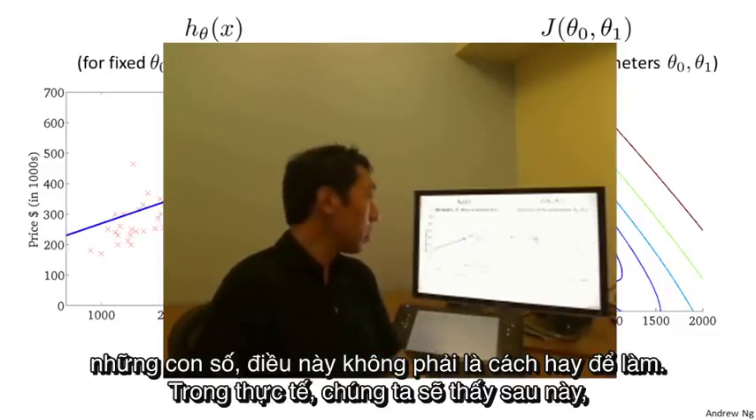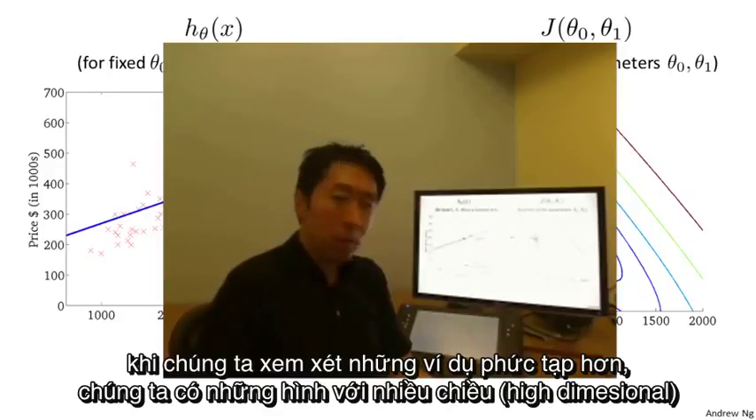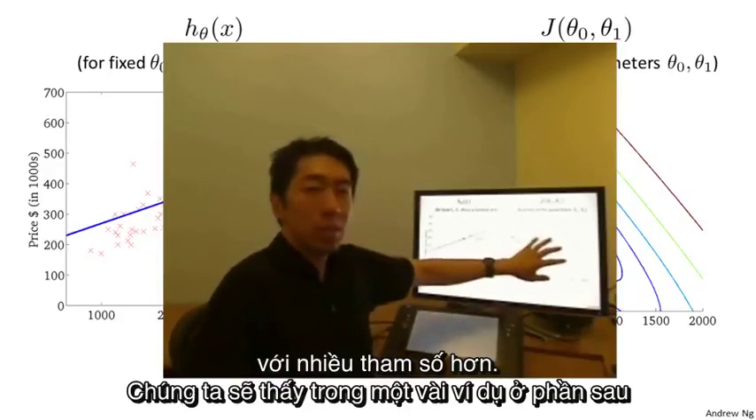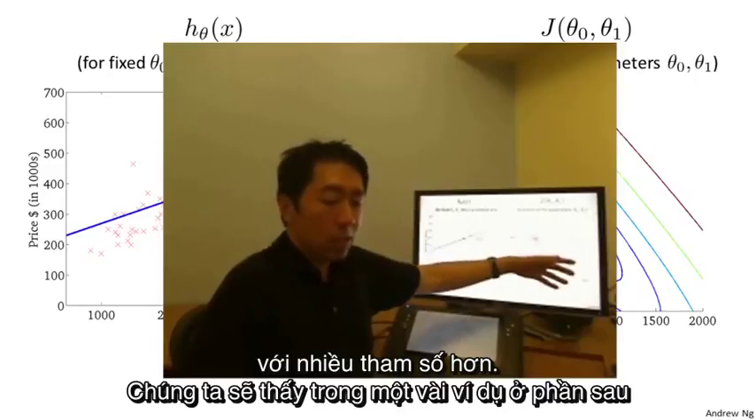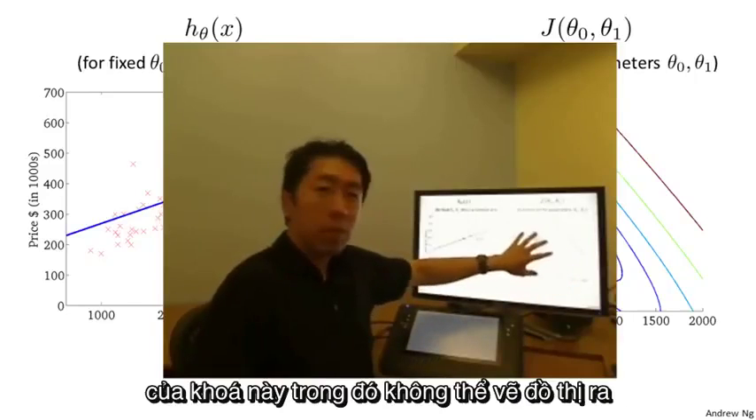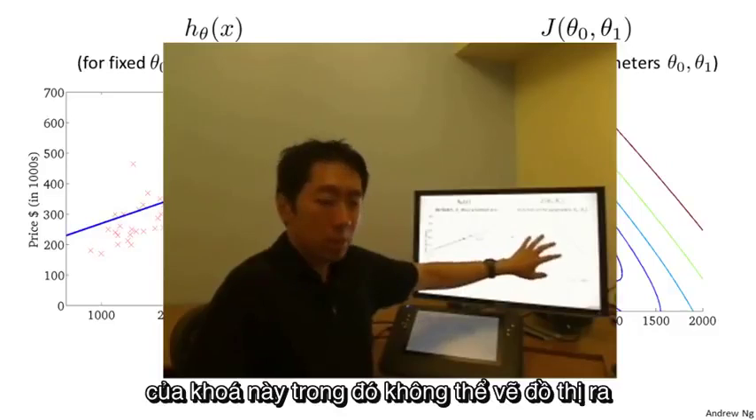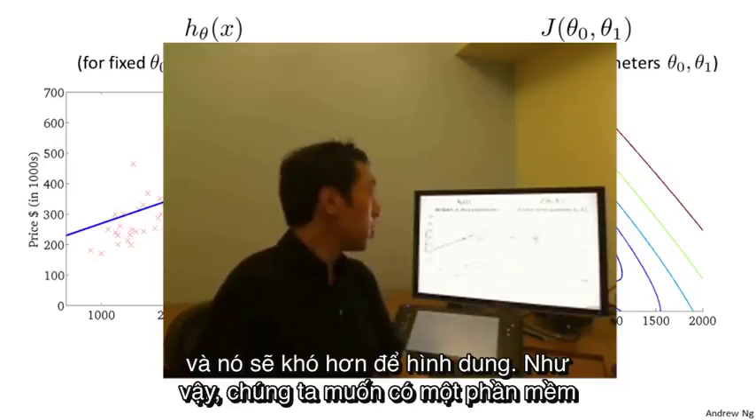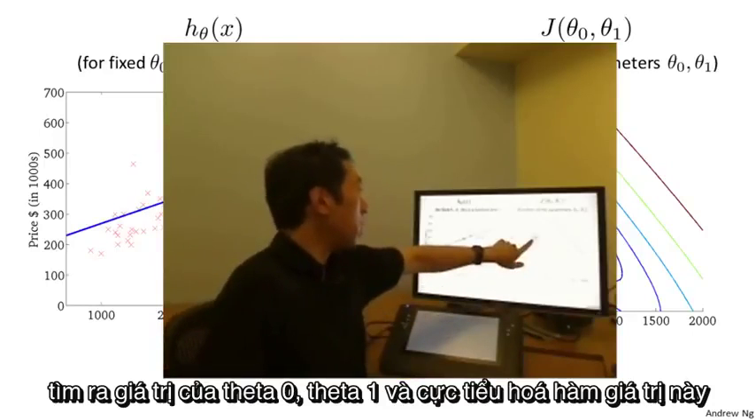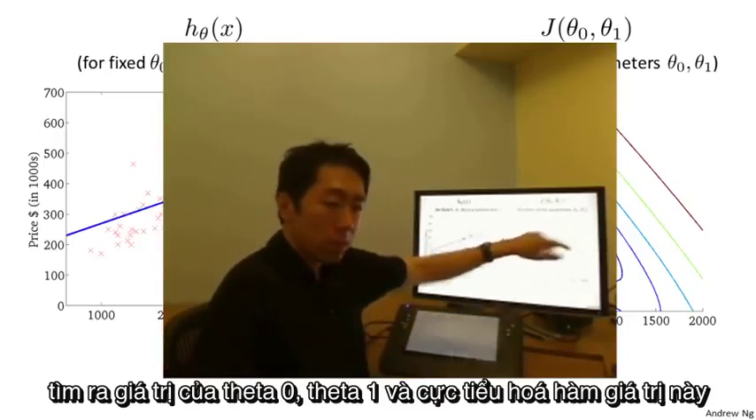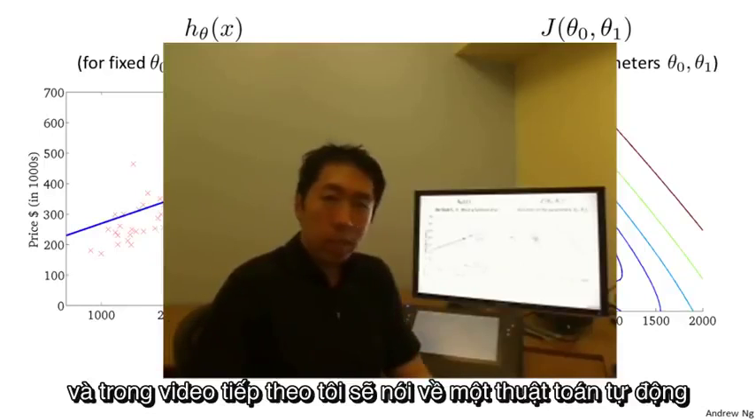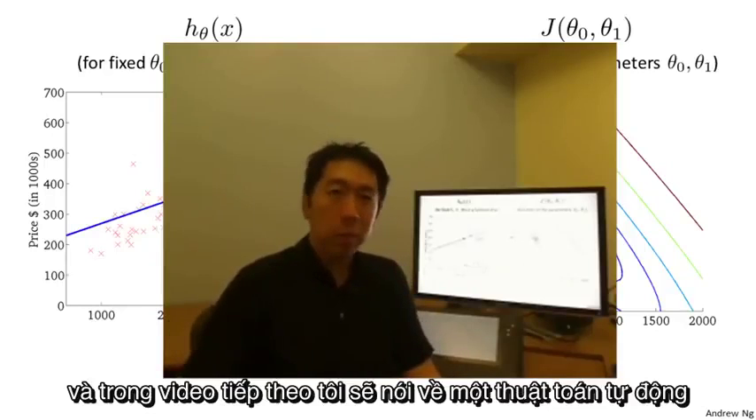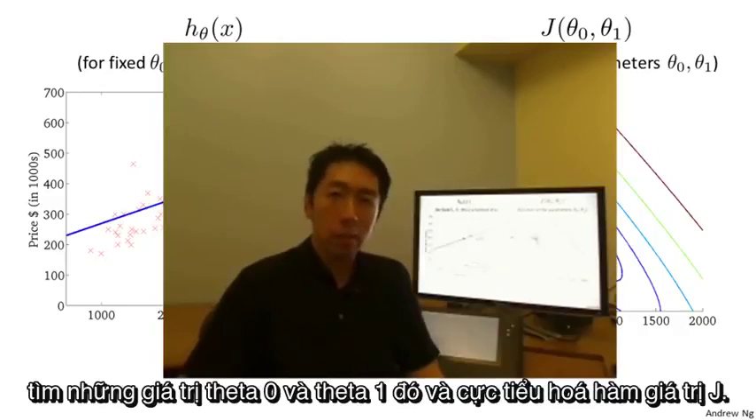And in fact, we'll see later that when we look at more complicated examples, we'll have higher dimensional figures with more parameters. It turns out we'll see later in this course examples where this figure cannot really be plotted, and it becomes much harder to visualize. And so what we want is to have software to find the values of theta 0, theta 1 that minimize this function. And in the next video, we'll start to talk about an algorithm for automatically finding those values of theta 0 and theta 1 that minimize the cost function J.